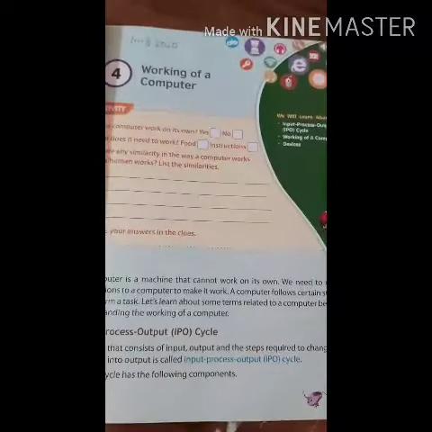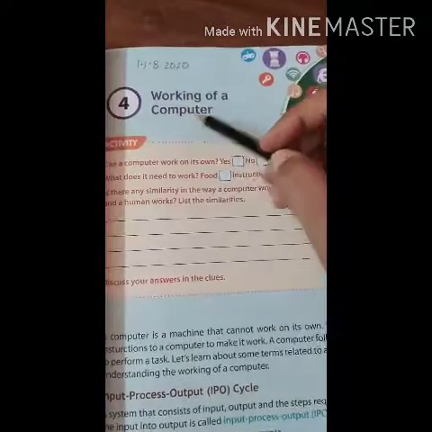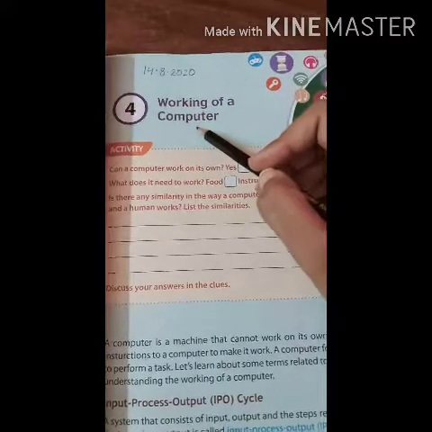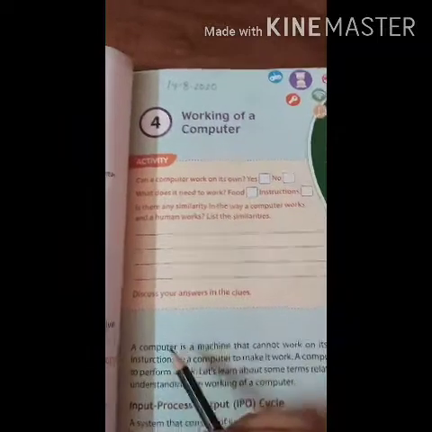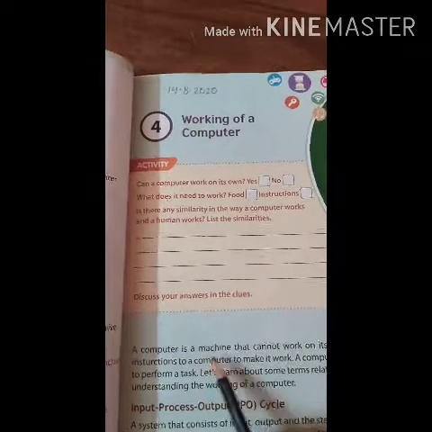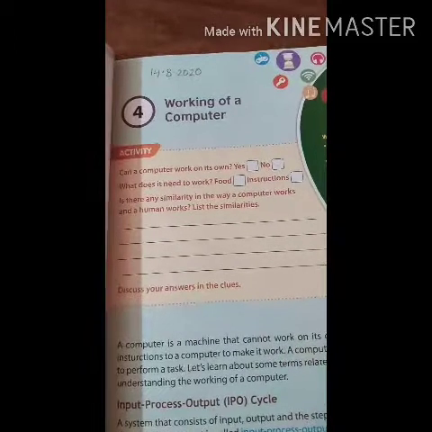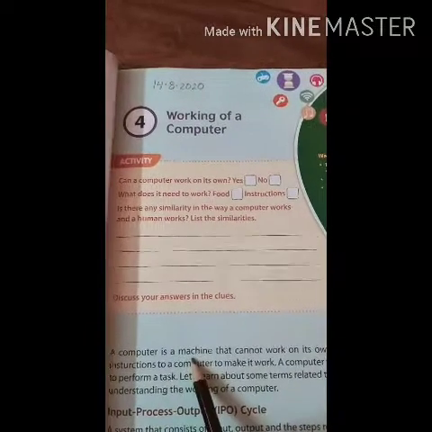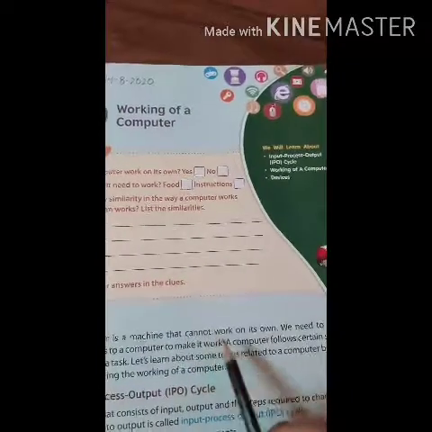So open your computer books, children. In your computer books, everyone open page number 25 and lesson number 4 is working of a computer. How the computer works. We will start that lesson. Now look here. A computer is a machine that cannot work on its own. Means a computer is a machine, we know that. A computer is a machine that cannot work on its own.